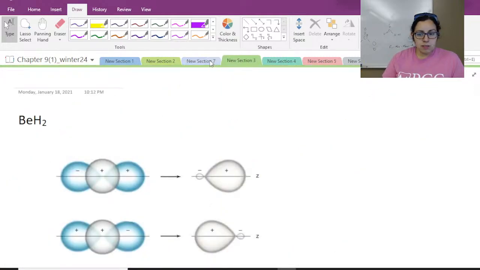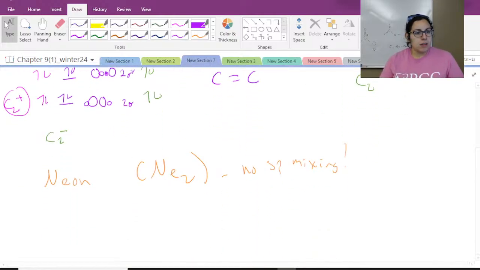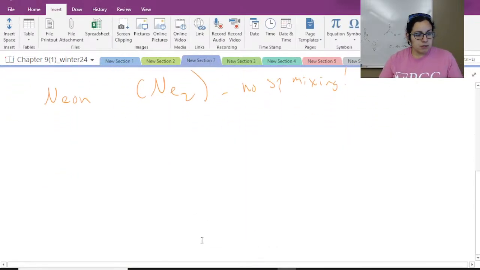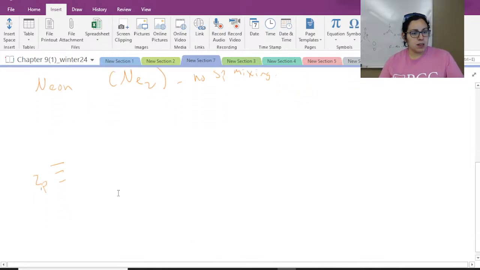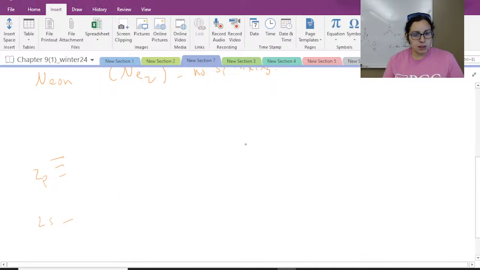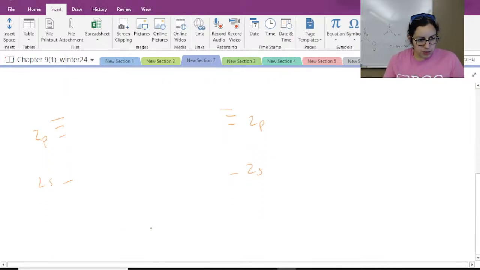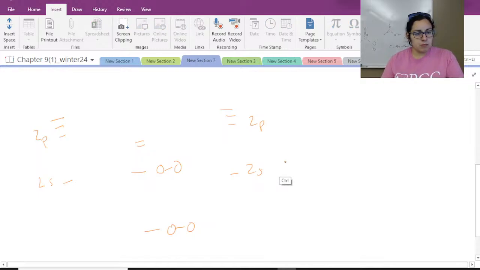Let's go ahead and do that. It's always good to practice without looking. So no SP mixing: 2P, 2S, 2P, 2S. Now we can just start filling it in from our regular order. I'll draw out the layout first for no mixing, and we had our pi orbitals. Oh, sorry, I skipped the PZ.